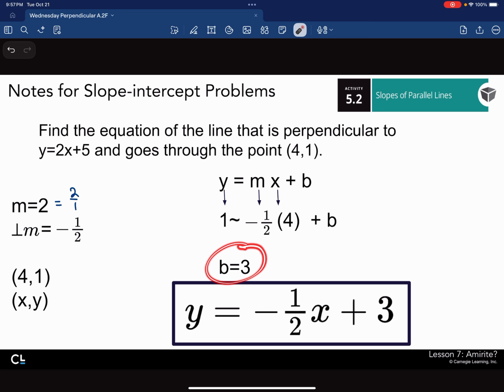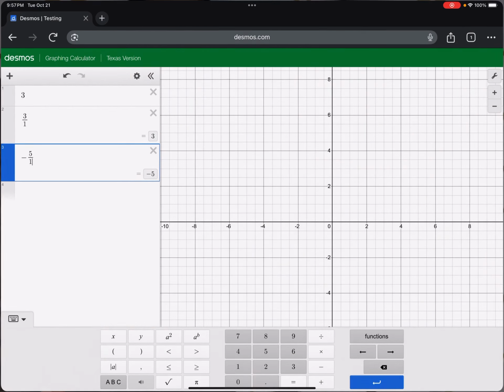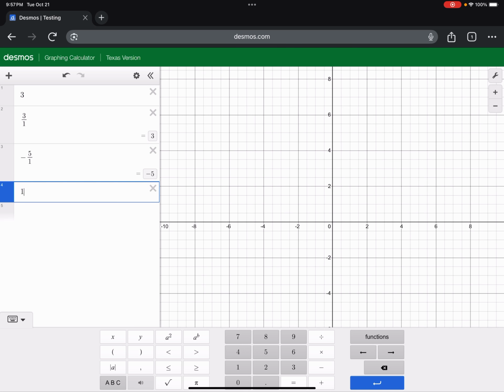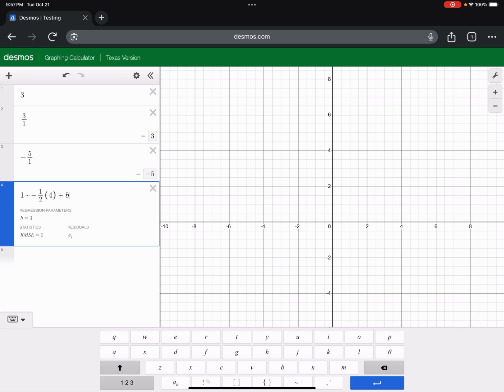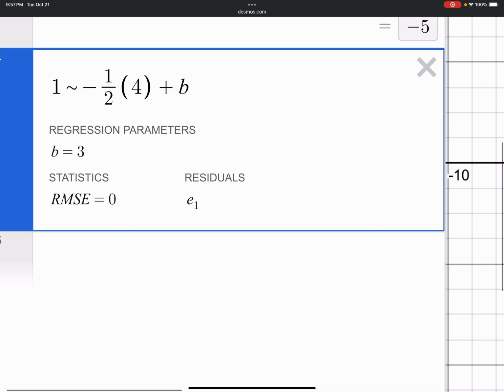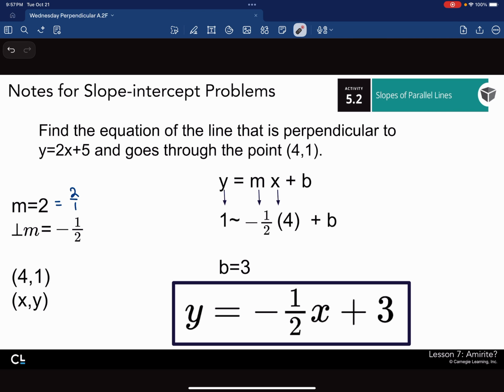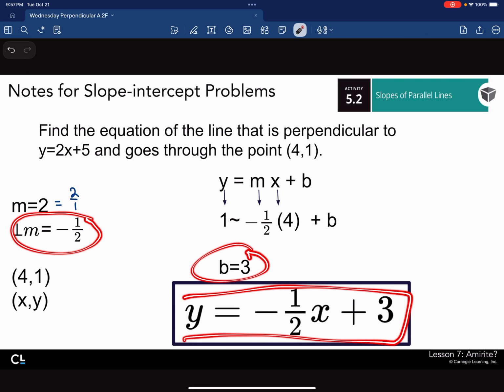Now, I got 3 because I put this on Desmos. So again, we're going to go put it on Desmos. 1 tilde, negative 1 over 2. And then right there, we're going to put our x value from the point, which was 4. And then we put plus b. And that's how I got 3. That's my new y-intercept. So now I'm going to go plug that in. So I'm going to use my reciprocal slope and my y-intercept. And that's how I got this answer right here.